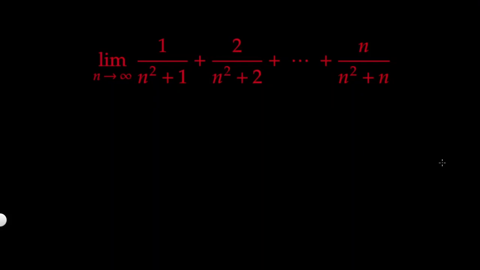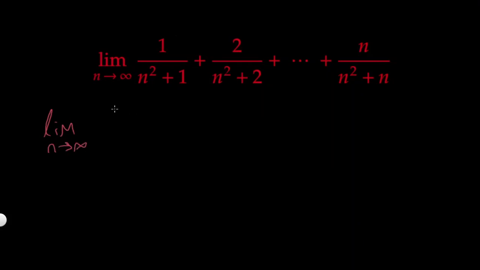So let's see how we can do it. Well, it kind of seems like a Riemann sum, but it's actually not because of these powers, because of these denominators. They're changing. So if we actually try to write it as a Riemann sum, let's see what would fail.